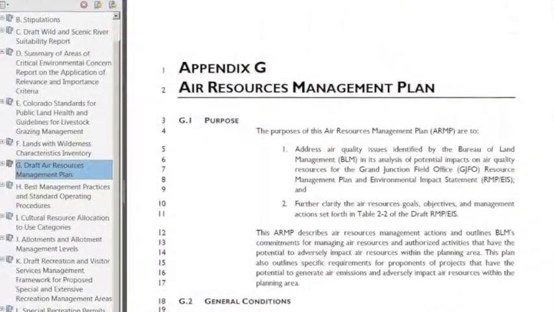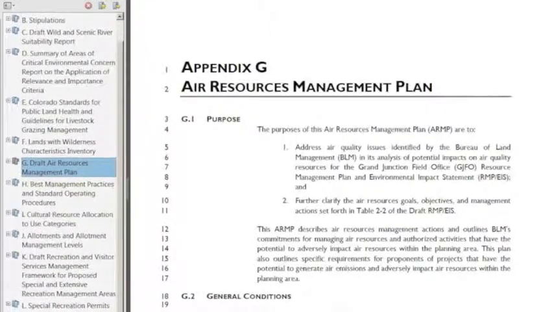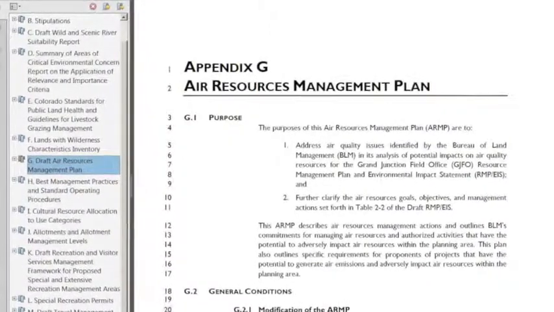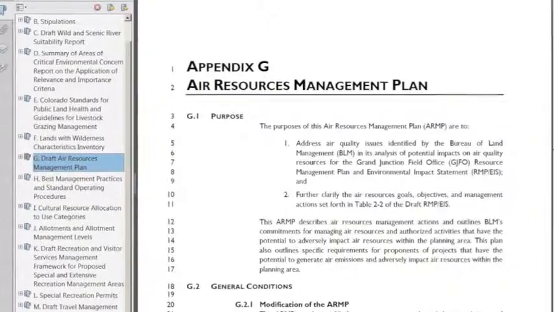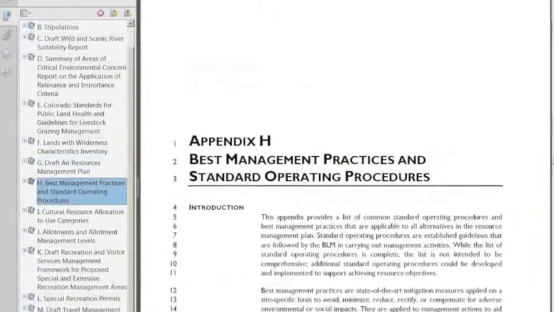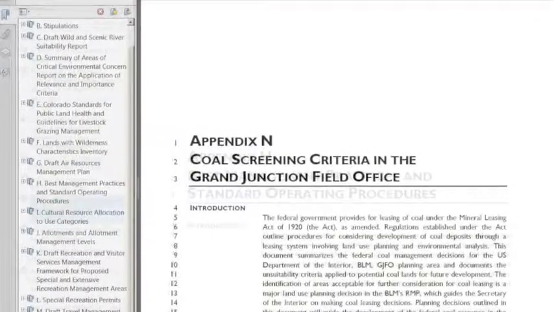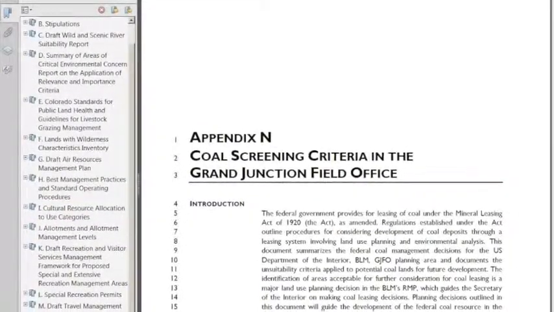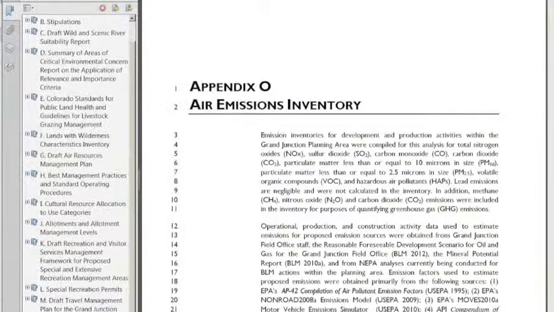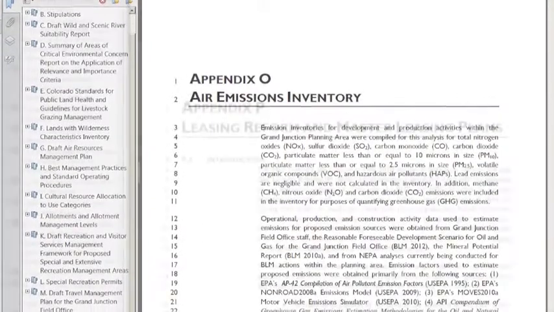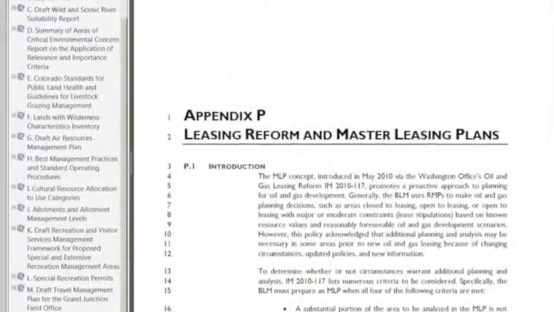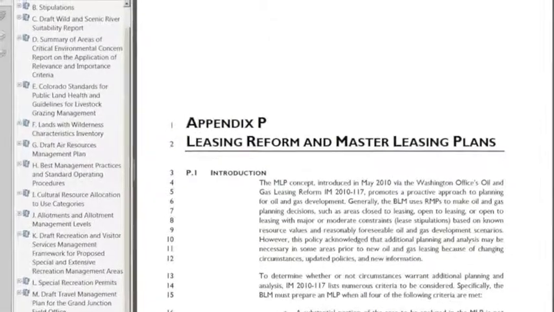You may also find useful information regarding energy and minerals in the appendices in Volume 3, such as Appendix G, Draft Air Resources Management Plan, Appendix H, Best Management Practices and Standard Operating Procedures, Appendix N, Coal Screening Criteria in the Grand Junction Field Office, Appendix O, Air Emissions Inventory, Appendix P, Leasing Reform and Master Leasing Plans.